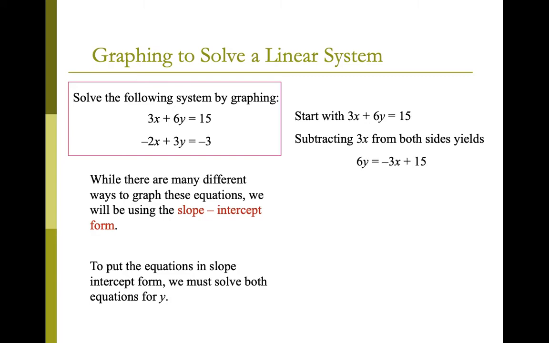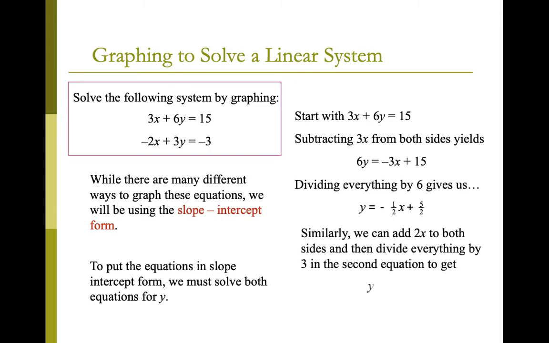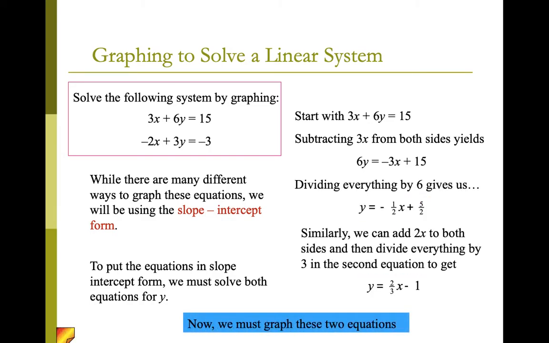So we start with 3x plus 6y equals 15. We subtract 3x from both sides, which gets rid of the 3x on this side, so you have 6y equals negative 3x plus 15. Now we have to get rid of that 6 so we have y equals. That's the key thing here. Divide both sides by 6. Negative 3 divided by 6 is -1/2. 15 divided by 6 will be 5 over 2. Similarly, we could have added 2x to both sides, then divided everything by 3 to get the second equation.